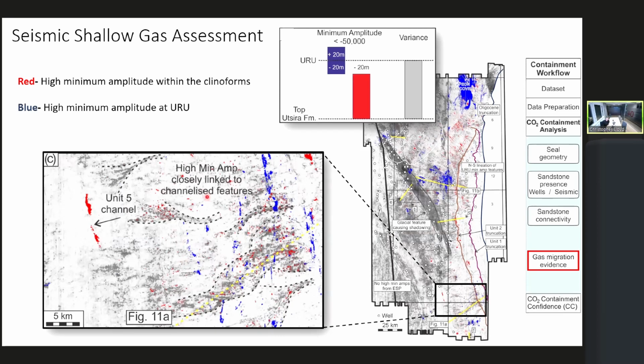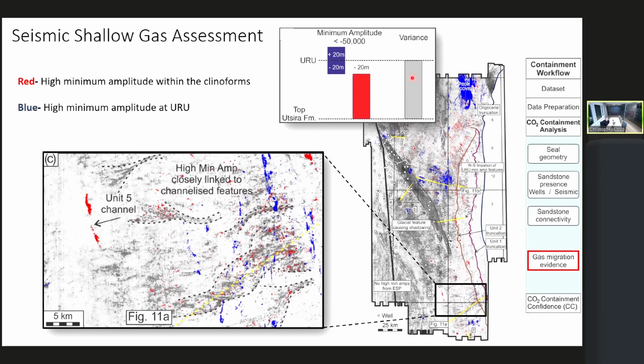So we performed a regional gas screening, looking at minimum amplitudes and variance. For minimum amplitudes, we split it up into 2 intervals: most of the containment interval, which is shown in red, and then another one around the upper regional unconformity. The reason for this is that this is an area where a lot of shallow gas is trapped, so we wanted to make sure that that was separate from what we would observe in the clinoforms.